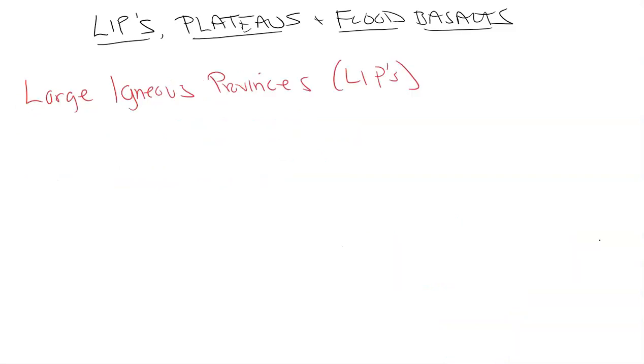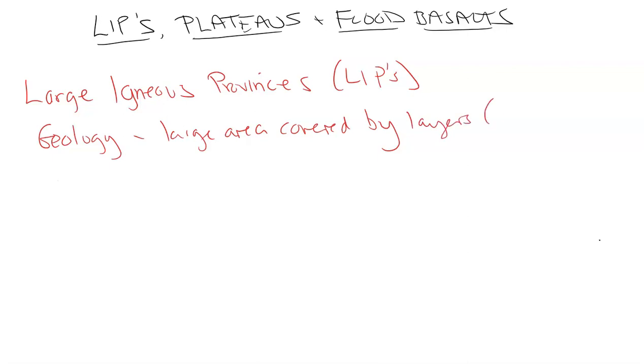So LIPs are large igneous provinces. Now, in terms of geology, this is a big deal because they're showing a large area that's covered by layers, and they can vary in thickness of each layer, and cumulatively can be very, very large. And they can create plateaus because of this. Large area of igneous material.